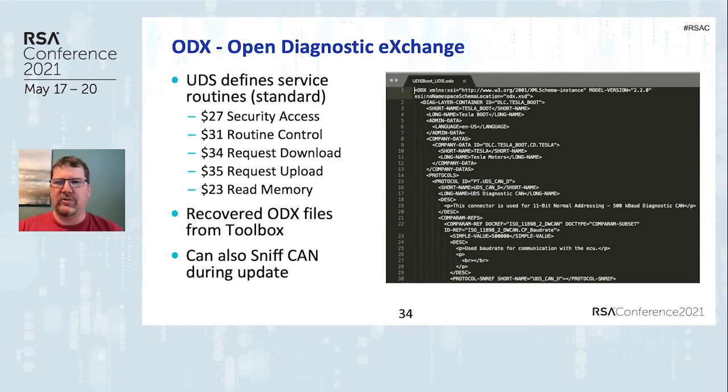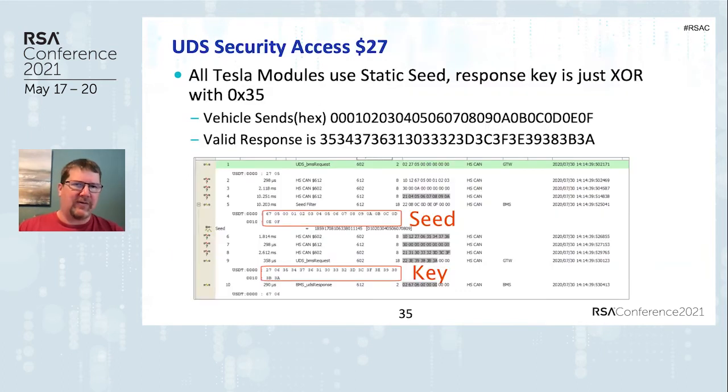So there are two CAN bus IDs that define kind of send and receive. And then they basically send data back and forth. So if you actually look at this picture, you can see we have 602 and 612 for send and receive. And this is the actual security access routine for Toolbox itself, for the BMS itself.